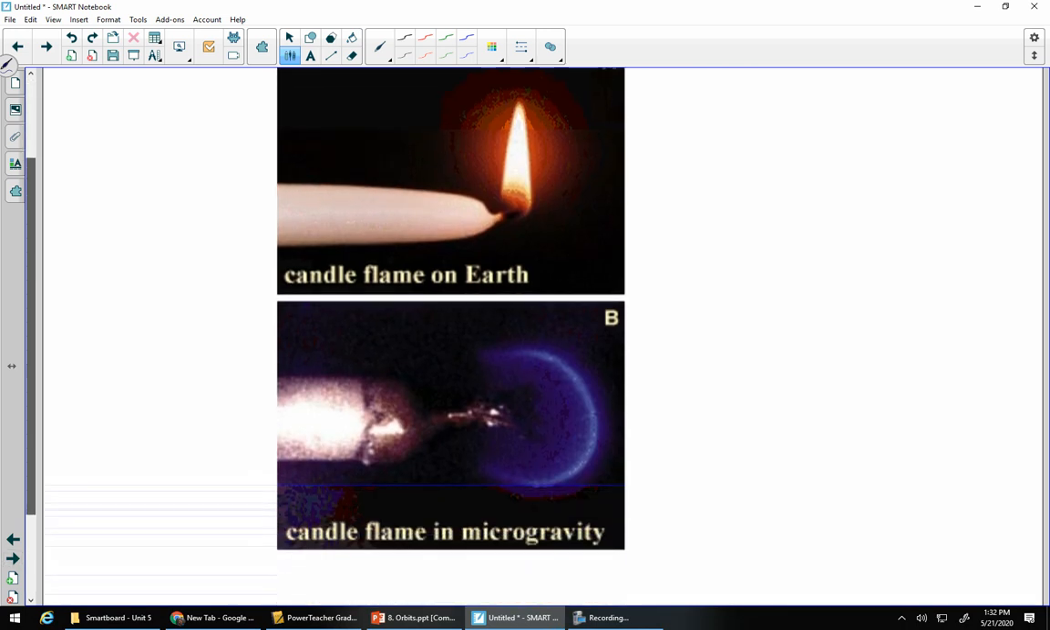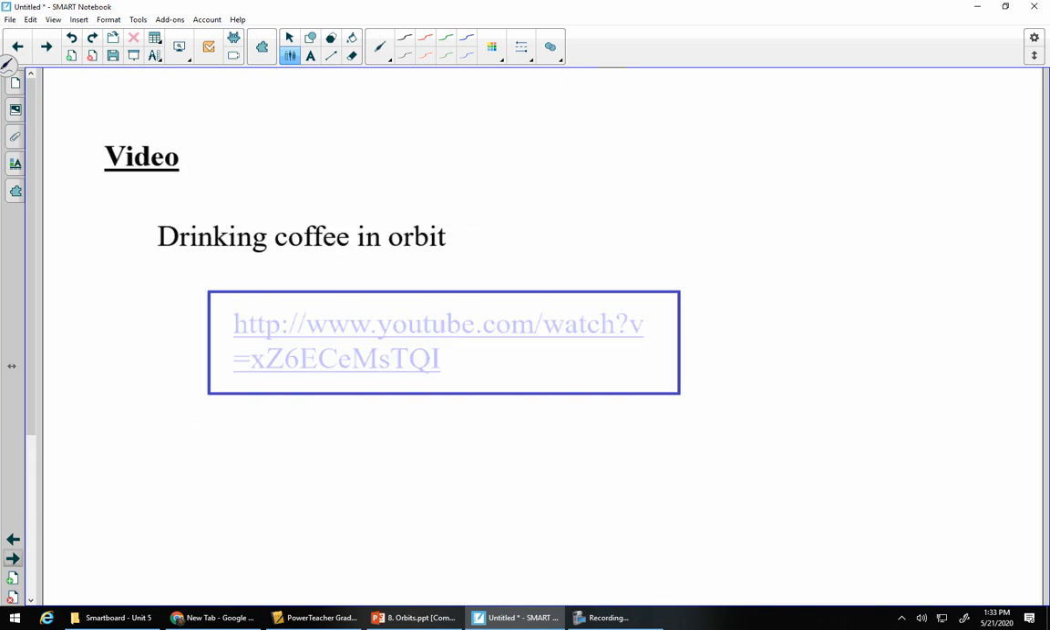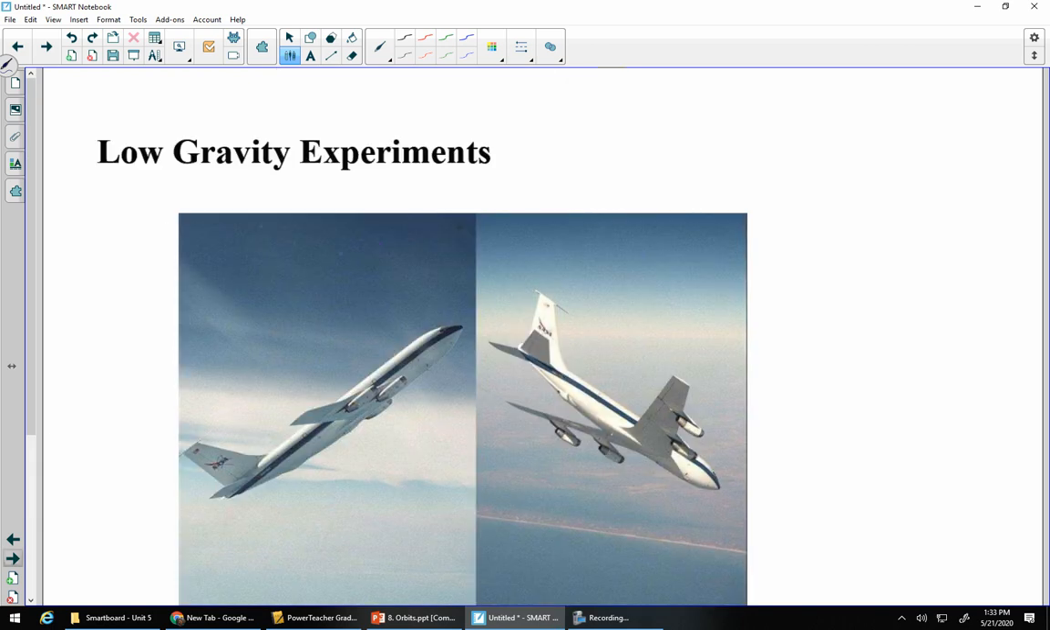We've also got this one, so see if you can think about it. Here's a candle flame here on Earth. Here it is in microgravity, essentially in orbit. Any ideas why one of them would burn like we'd normally see on Earth, but in zero apparent weight we get this weird sort of thing? I'll let you think about that one. Oh yeah, and there's the drinking coffee in orbit.